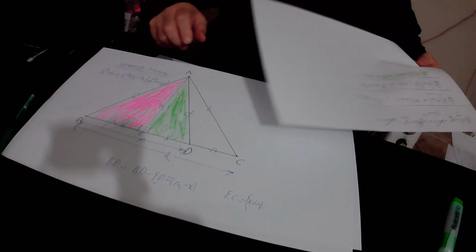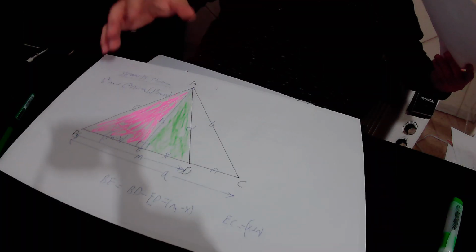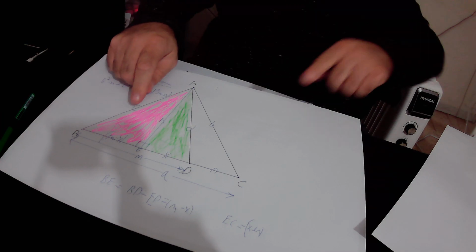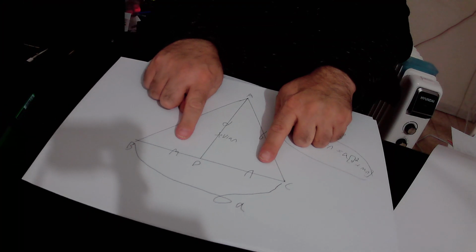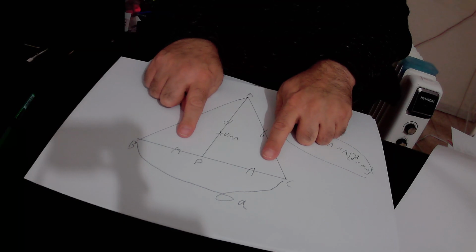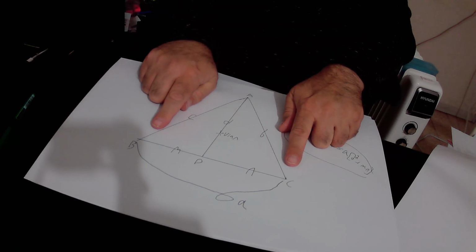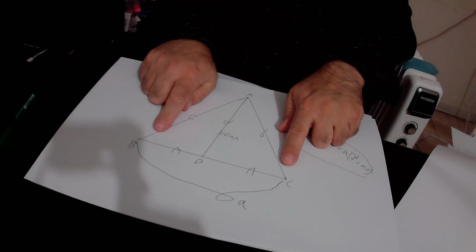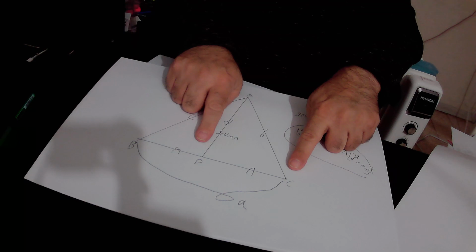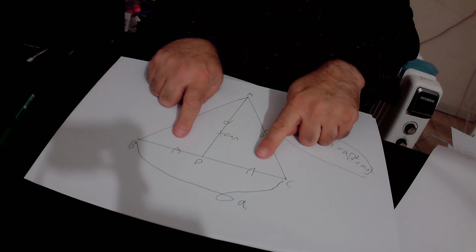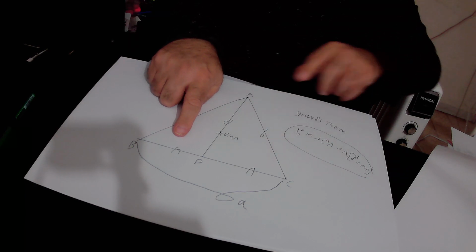According to what is given in the drawing, it is very easy to see that m plus n equals a. The length of side BC is a, and a equals BD plus DC, and therefore it is equal to m plus n. So a equals m plus n, so we substitute m plus n by a.